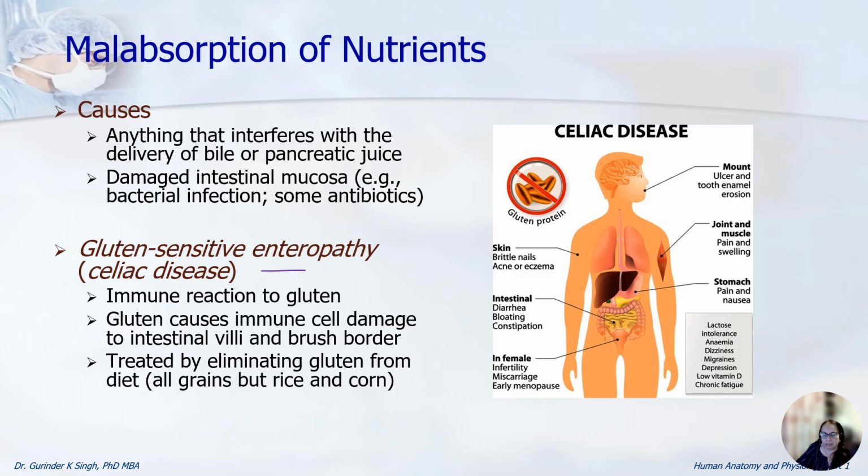In this, the gluten, which is typically present in many grains, your body reacts to it and starts producing antibodies to it, and it can cause immune system cells to damage the intestinal villi and the brush border of the intestine. And you can manage it by eliminating all the gluten from the diet. All grains except for rice and corn have gluten in them, but these days it's much easier to get gluten-free food.